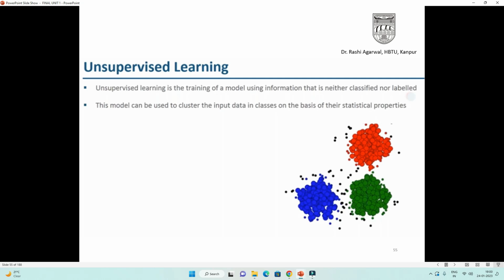So what is unsupervised learning? Unsupervised learning is the training of a model using information that is neither classified nor labeled. So I do not have any classes or labels associated with the data that I have. I just have the data. And from the data, I just have to infer what kind of proximity this data is in to be able to form the number of groups specified.